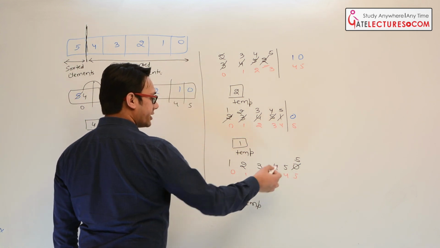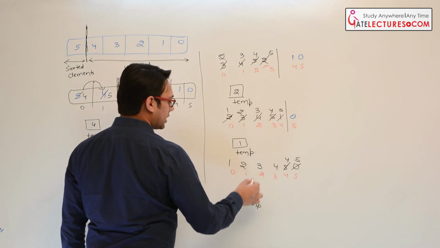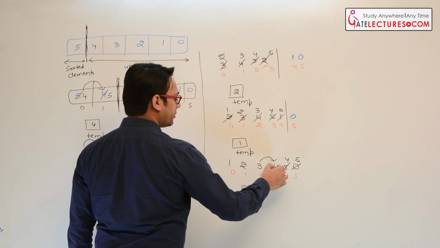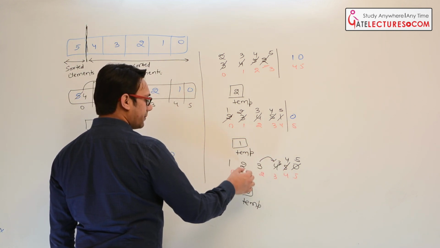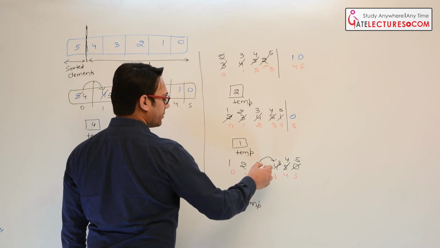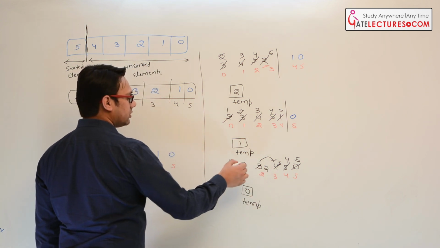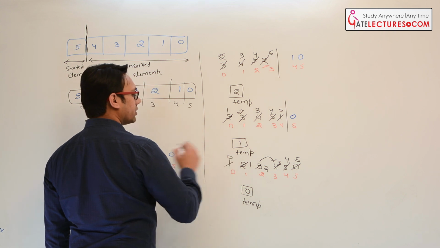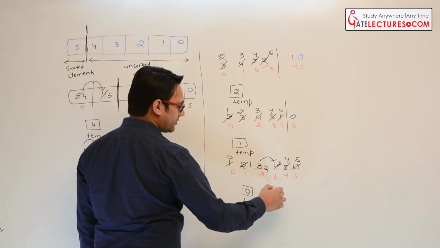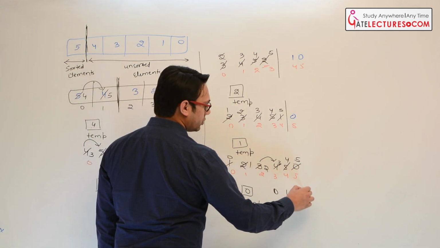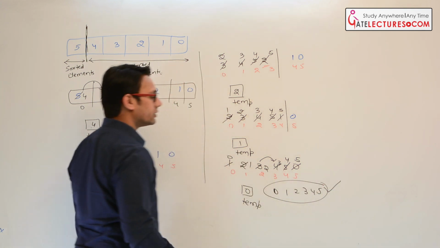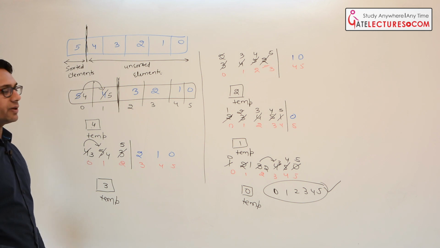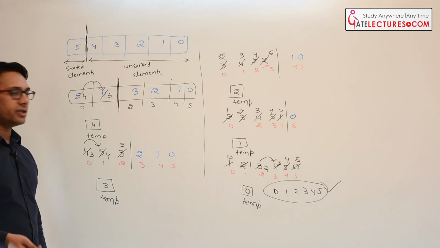Compare 0 and 4. 4 is greater than 0, therefore 4 will come here. Compare 3 and 0, therefore 3 will come here. Compare 2 and 0, therefore 2 will come here. Compare 1 and 0, therefore 1 will come here. Now we can put 0 here. Now if you see what elements we have, 0, 1, 2, 3, 4, 5. So this array is already sorted. So previously it was sorted in decreasing order, but we want to sort in increasing order.